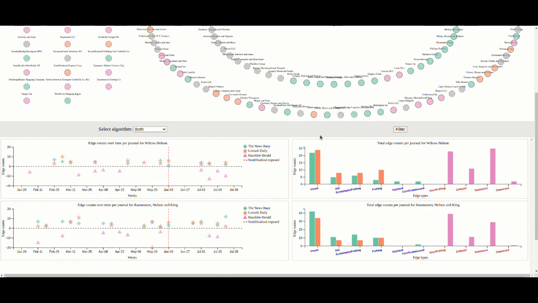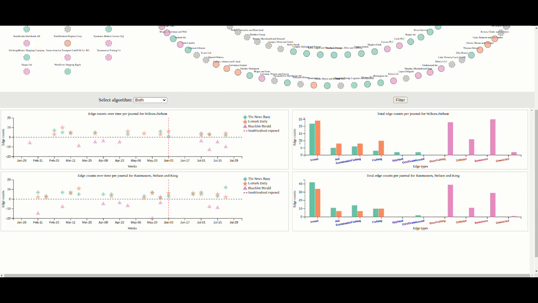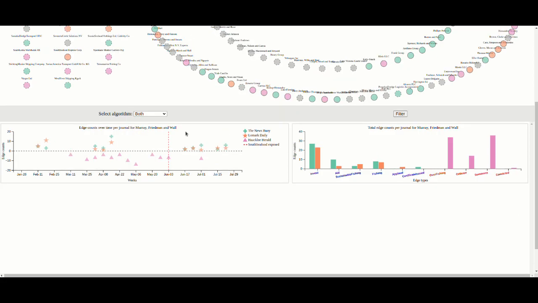It also shows the amount of edges added per journal over time and the specific types of edges added. We note that in these two cases the journals Lamarck Daily and the News Buoy only contributed with positive edges, while Hackley Herald only with negative, corresponding to the information available in the police reports. We can also filter the data by algorithm used. For this company, we see a shift from mostly negative edges to positive and negative edges.